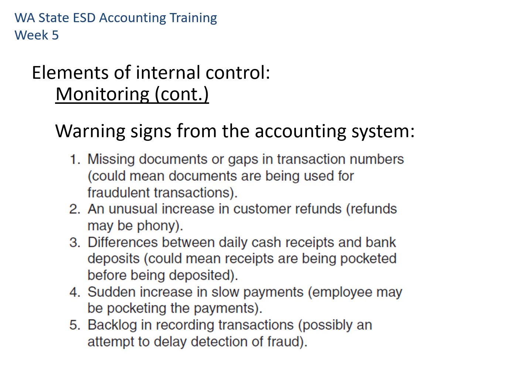If there's a sudden increase in slow payment to vendors, there may be some issue there. And then if there's a backlog in recording transactions, it could be an attempt to cover up the fraud.